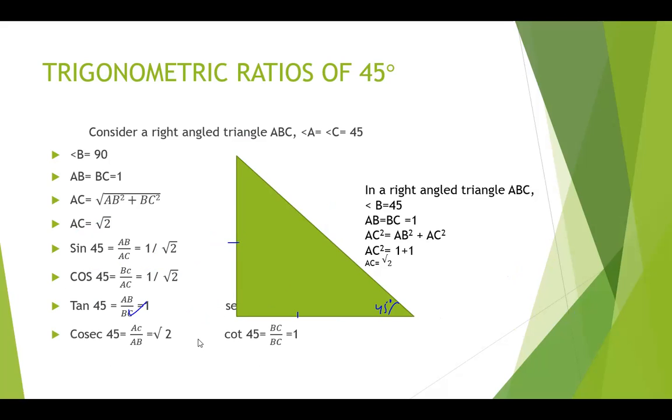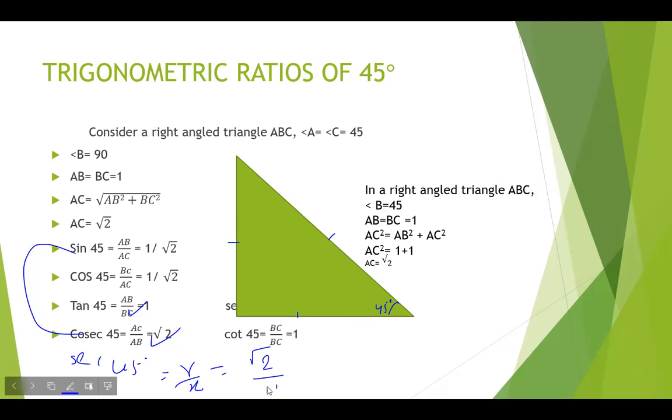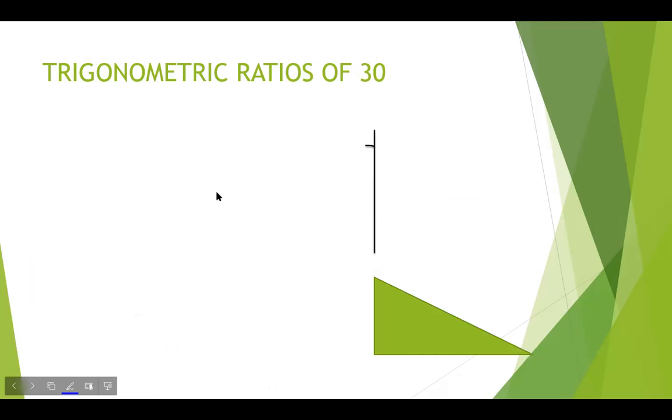Then similarly, cosec 45. It is hypotenuse divided by opposite side, just the reciprocal of sin 45. This is 1 by root 2 means it will be root 2. Then sec 45 degree. Sec 45 degree is hypotenuse divided by adjacent side. Our hypotenuse is root 2, adjacent side is 1, means sec 45 is what? Root 2. Then similarly, cot 45.